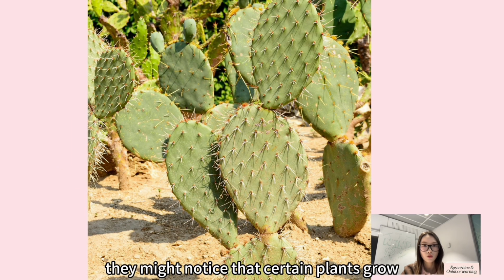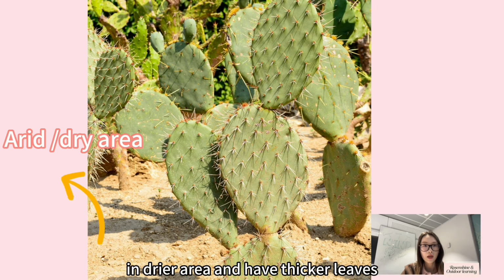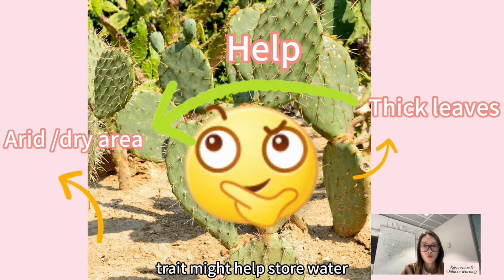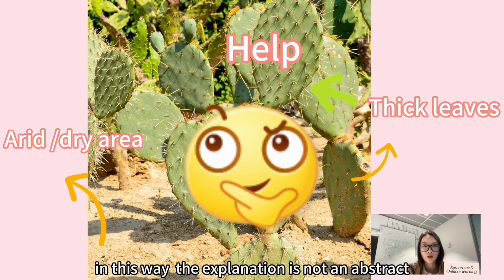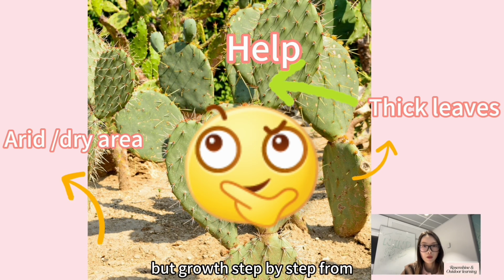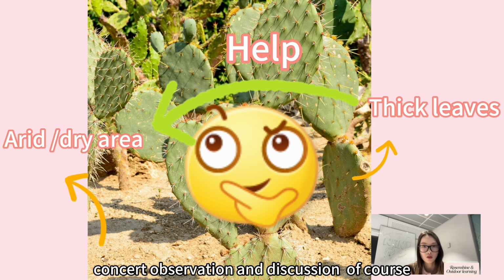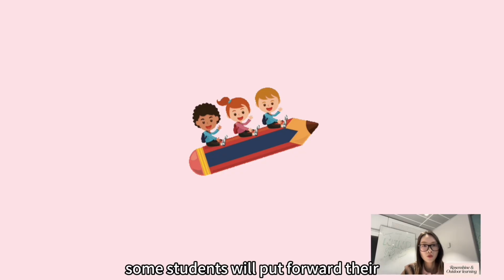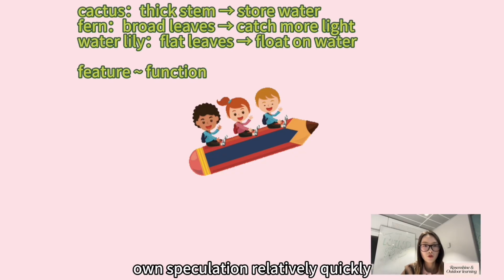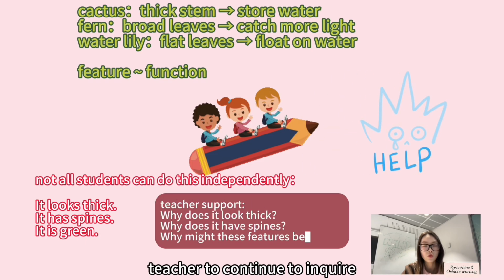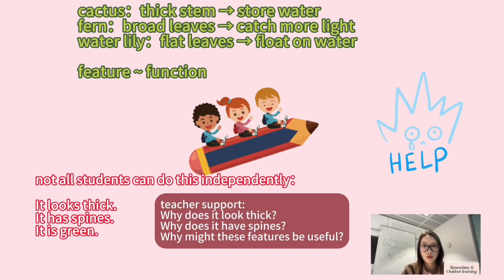For example, they might notice that certain plants grow in drier areas and have thicker leaves, and they try to speculate that this trait might help store water. In this way, the explanation is not an abstract concept that suddenly appears but grows step by step from concerted observation and discussion. Of course, different students enter the explanation at different speeds. Some students will put forward their own speculation relatively quickly, while some students still need the teacher to continue to inquire and help them connect the feature and function.